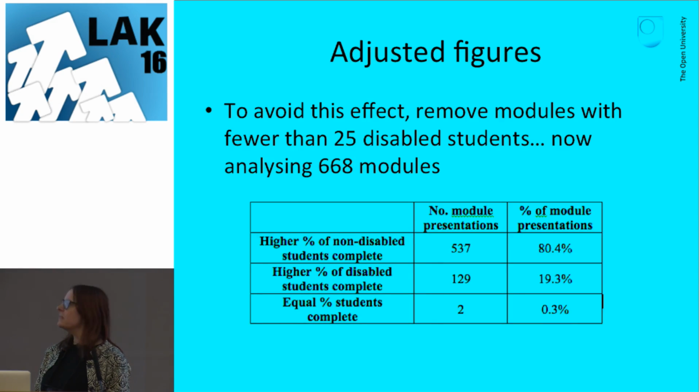So to avoid this, some modules were removed, so a decision was made to focus only on modules that had fewer than 25 disabled students, but I think it was more than 25 disabled students. And that meant that the analysis was now being done on 668 modules, which is still quite a large number of modules and students.